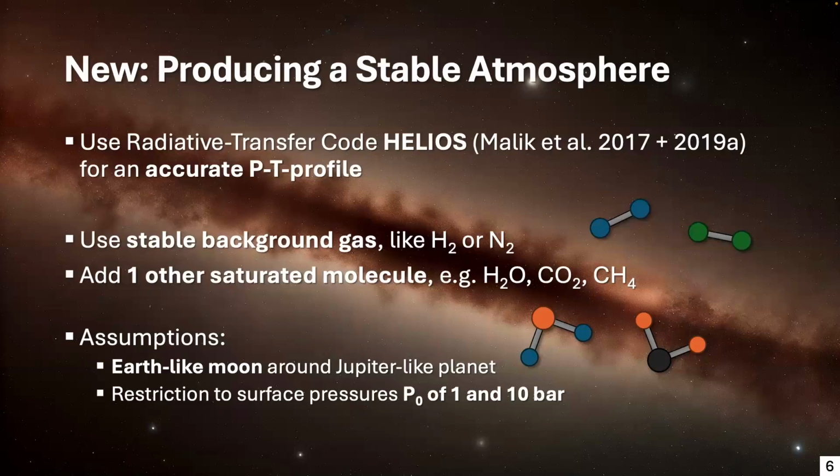And some assumptions, coming also from Julia's model: here I use an Earth-like moon around a Jupiter-like planet. And I restricted myself to surface pressures of 1 and 10 bar, because here we saw that 0.1 bar is definitely insufficient to retain enough heat. And 100 bar is already really close to or even above the critical point of CO2, which could also be problematic and make everything more complicated in the atmospheric model.